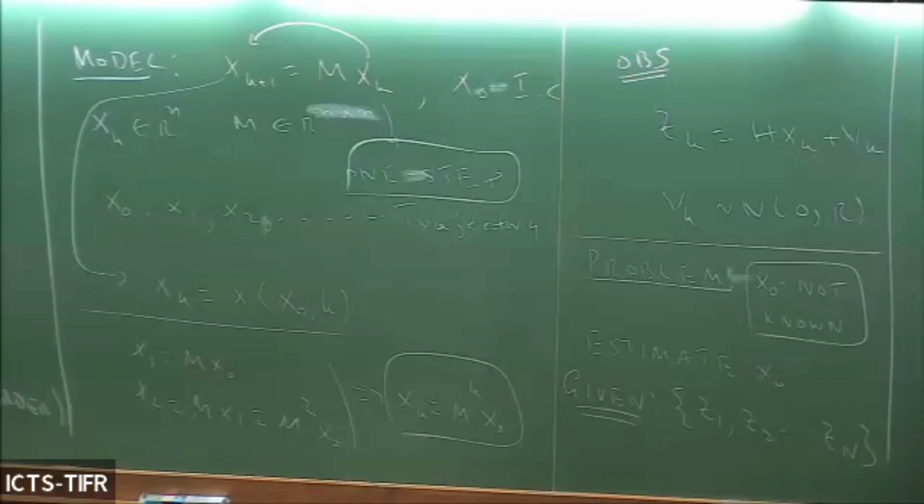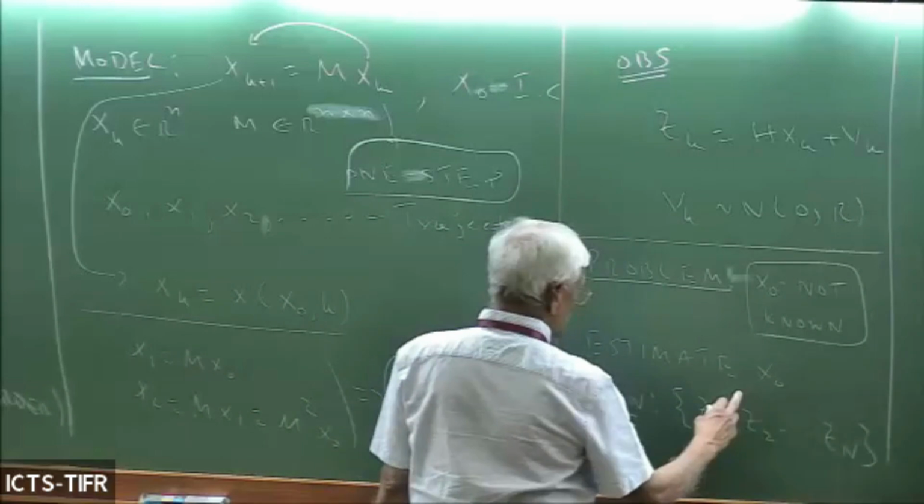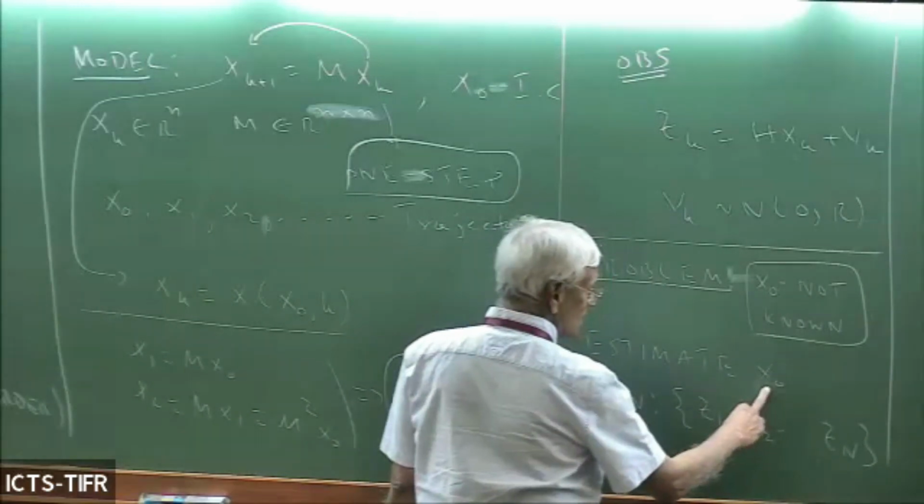I have a dynamic model. The model evolves in time. I didn't know where it started. I have a mathematical way of characterizing the model state as a function of the unknown initial state. I want to be able to capture information about the model state at every time k. To that end, I fall back on observation. The observation contains linear information about the model state, but it is noisy. But I do know the noise covariance. So given z1, z2, up to zn, my job is to be able to evaluate x naught.